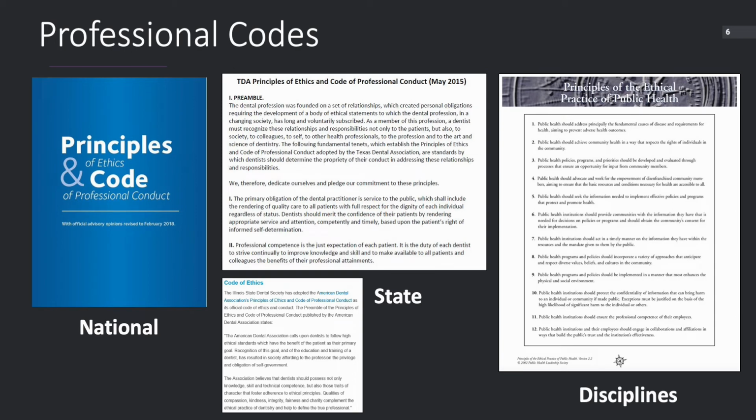And finally, you also have discipline specific codes. I'm a dental public health dentist, so I placed up the dental public health ethical practices of public health. But each discipline usually has its own professional code of conduct, and you'll find those if you look in your specific discipline. All of these codes taken together can help inform ethical decisions.